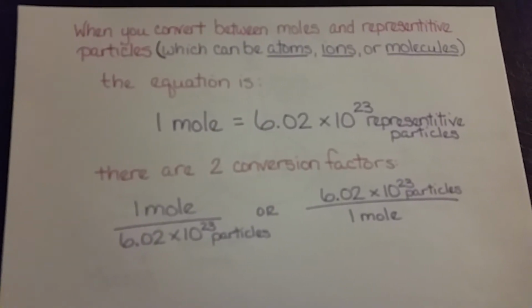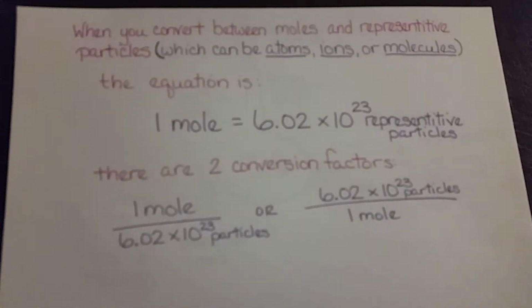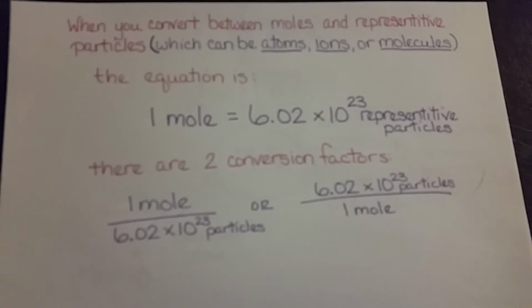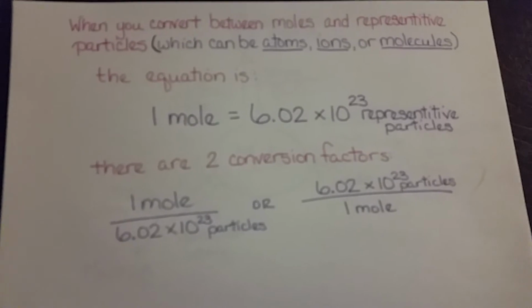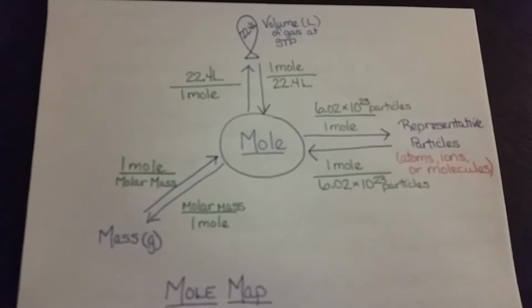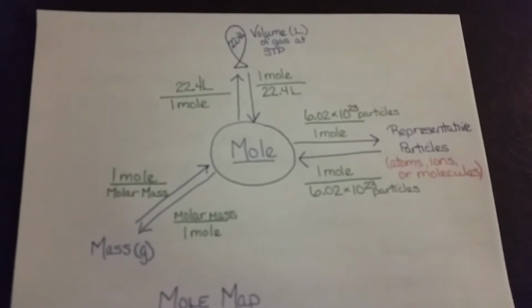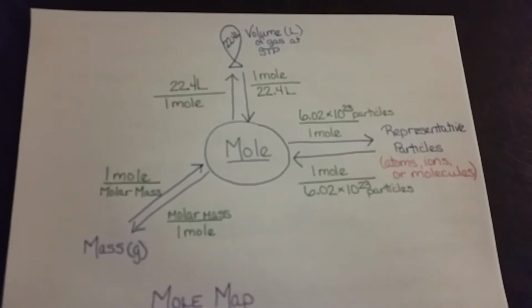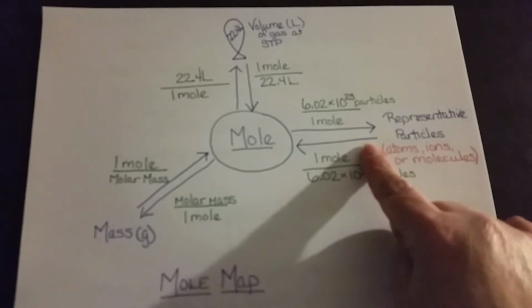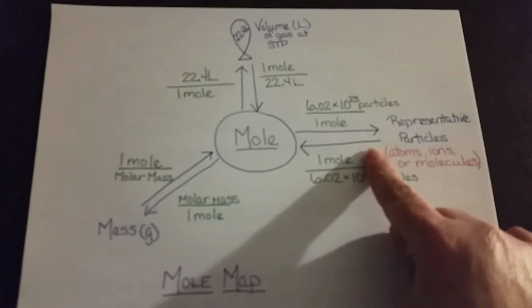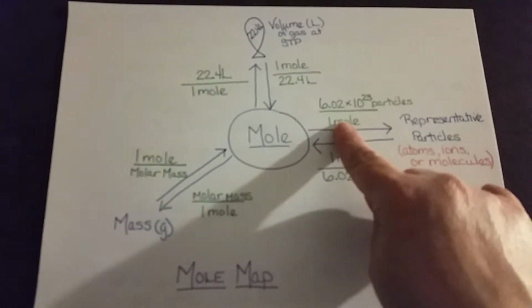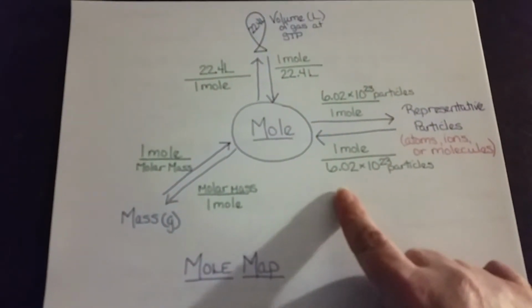The first one is 1 mole over 6.02 times 10 to the 23rd, or it can be 6.02 times 10 to the 23rd particles over a mole. You decide that by which one you want to get rid of. This is a mole map, and today the only part of the mole map we're going to talk about is converting between moles and representative particles. So we're talking about this branch of the map right here. That gives you 2 possible conversion factors, and we just talked about those. Either Avogadro's number is on the top, over 1 mole, or 1 mole is over Avogadro's number.